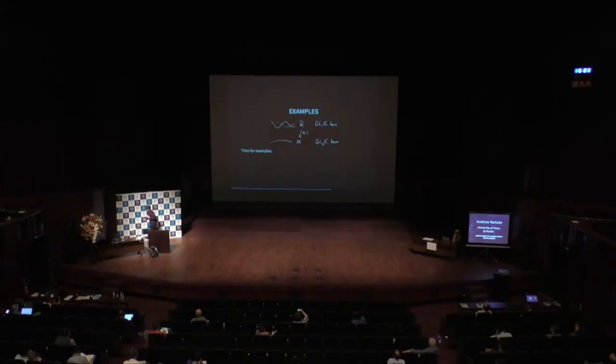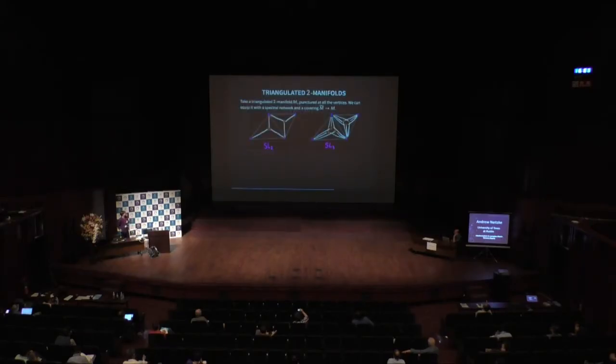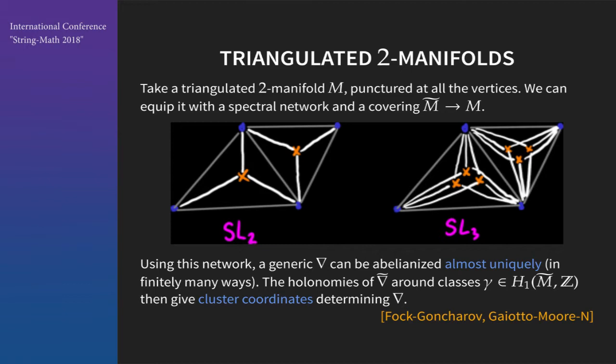Okay, so let me describe a few examples of how this story works. The basic case: let's go to a 2-manifold for a minute. Let's consider a triangulated 2-manifold, and let's put punctures at all the vertices, so it's an ideal triangulation. In that case, you can draw a simple example of a spectral network. I'll put a branch point in the middle of each triangle, and walls connecting it to the vertices. That's for SL2, and for SL3 there's a slightly fancier way of making a threefold cover, together with a spectral network.